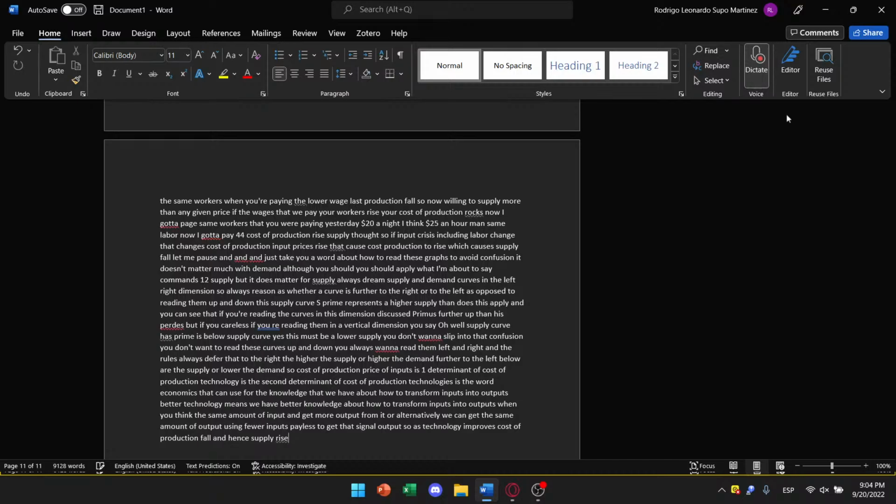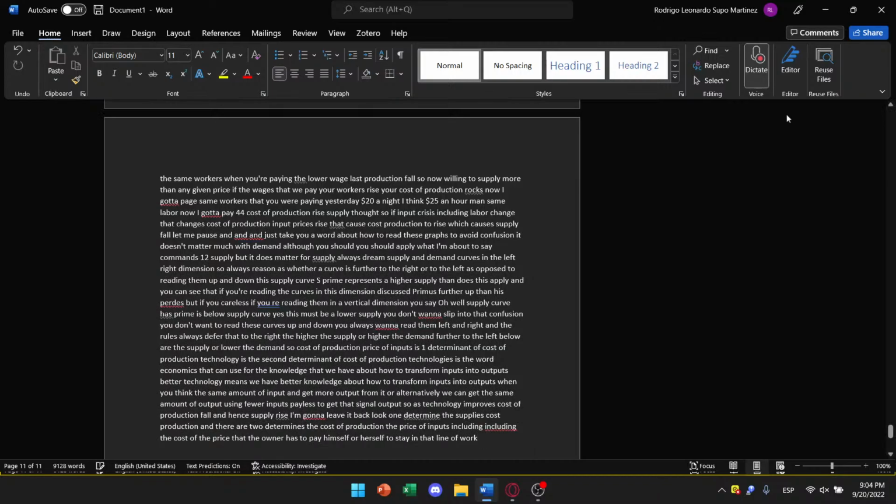I'm going to leave it at that. So, there's one determinant of supply, that's cost of production. And there are two determinants of cost of production: the price of inputs, including the price that the owner has to pay himself or herself to stay in that line of work, and technology. Any change in those will cause cost of production to change.